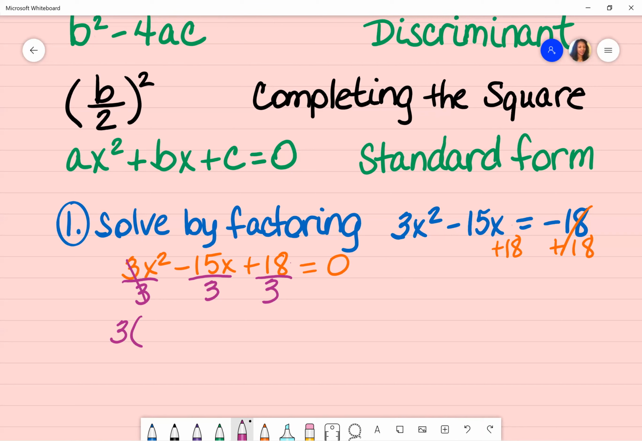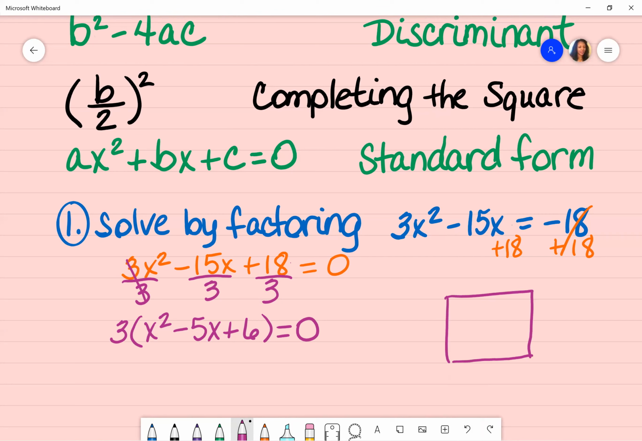What I do now is just simplify. 3 divided by 3, I'm left with x squared. I bring this sign down and I have negative 15 divided by 3, which is 5, but I also have an x, so I have to bring that down as well. 18 divided by 3 is 6. When I see that I have an x squared still in my set of parentheses, I want to double check to see if I can keep going. In this case, I can keep going.